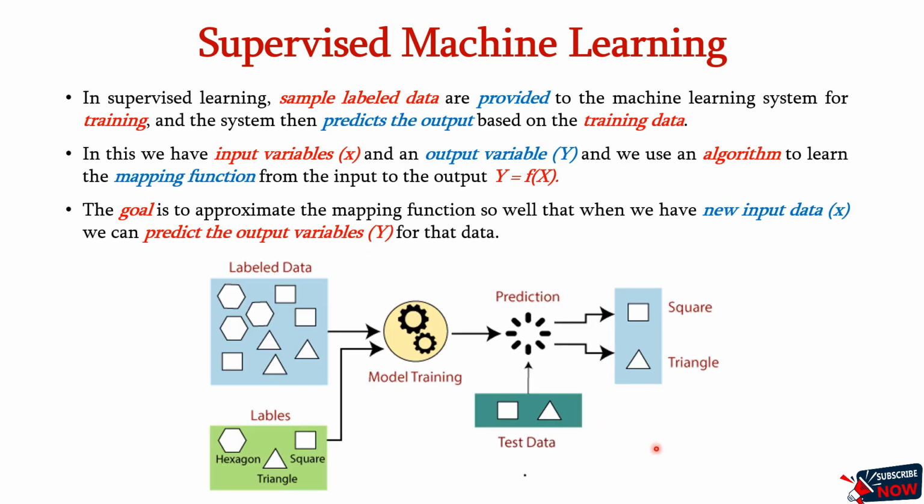This diagram illustrates the concept of supervised machine learning. We have various shapes here. Each shape is provided with a label. So we have hexagon, triangle, and square. The machine learning model is trained with this labeled data. After training, whenever we provide the test data, it identifies the label for that particular data. Here we have square and triangle. This is correctly identified. So this is the concept of supervised machine learning.